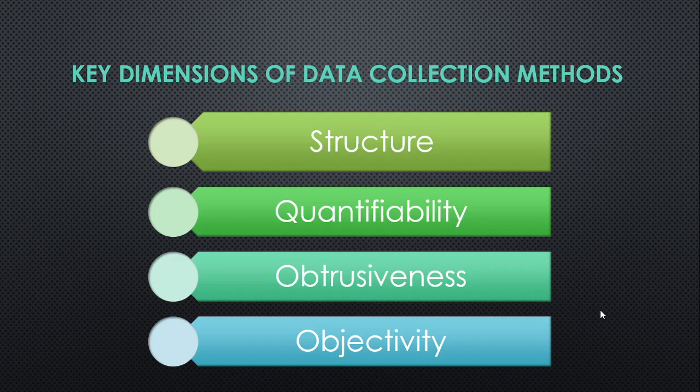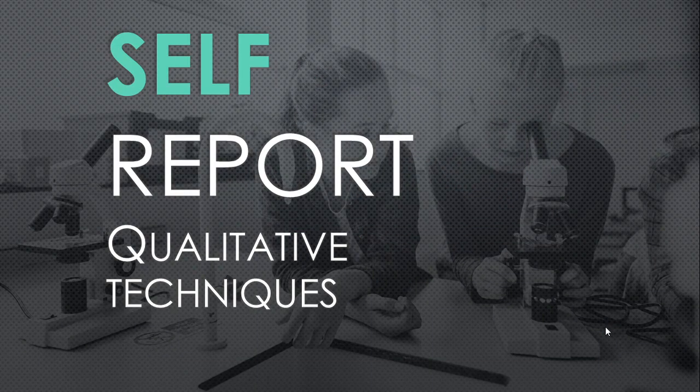Obtrusiveness. Data collection methods differ in the degree to which researchers are obtrusive in their effort and participants are aware of their status as study participants. Objectivity. Quantitative researchers generally strive for methods that are as objective as possible. In qualitative research, however, the subjective judgment of the investigator or the researcher is considered a valuable thing. That is the key dimensions of the data collection method. So let's go to more specific.